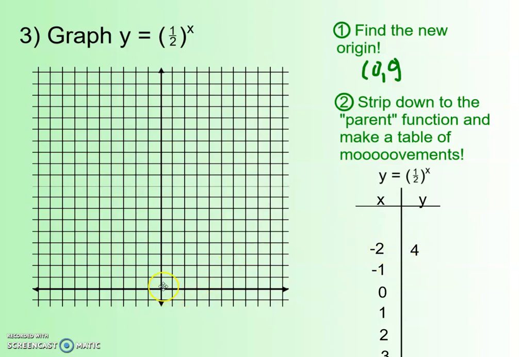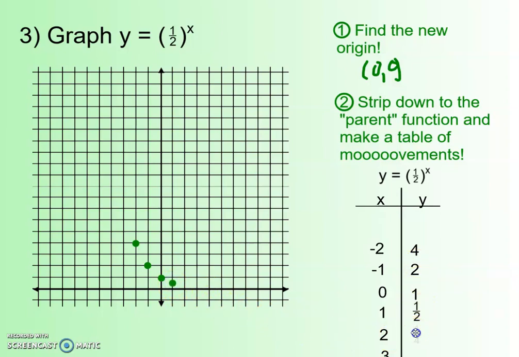So from my new origin, I'm going to go left 2 and up 1, 2, 3, 4, and I'm right there. When x is -1, 1/2 to the first power is a half, but the negative flips it. So -1, I go up 2. Anything to the 0 power is 1. Well, any non-zero to the 0 power. A half to the first is just a half, so I go over 1 and up a half.